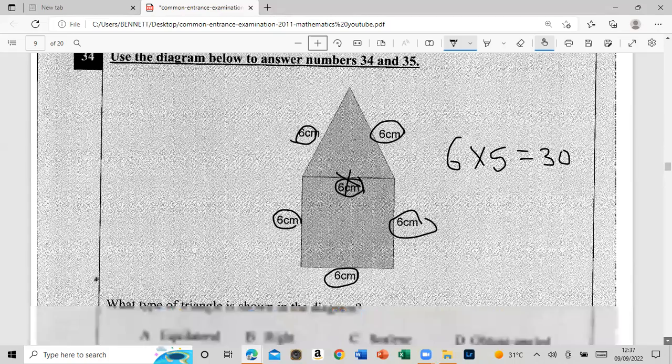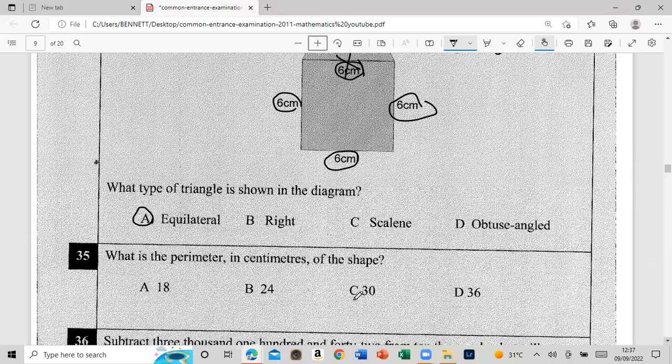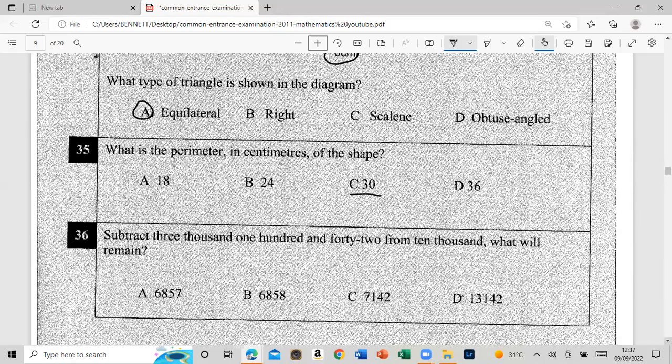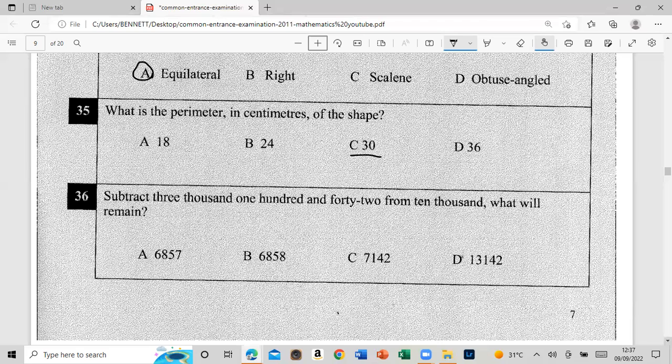Here we have it, that is C. And they put 36 as a tricky option, just in case you include that, all right? Maths can be really tricky, guys, all right? So ensure that you read the questions carefully.